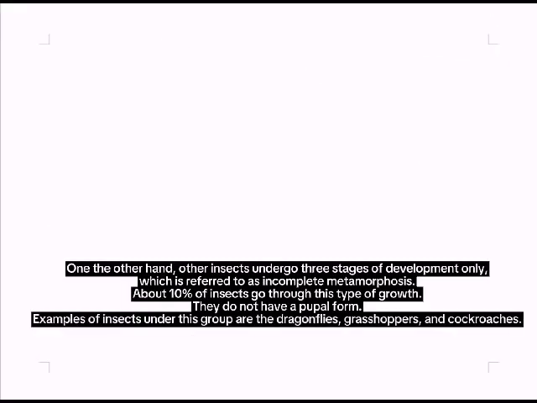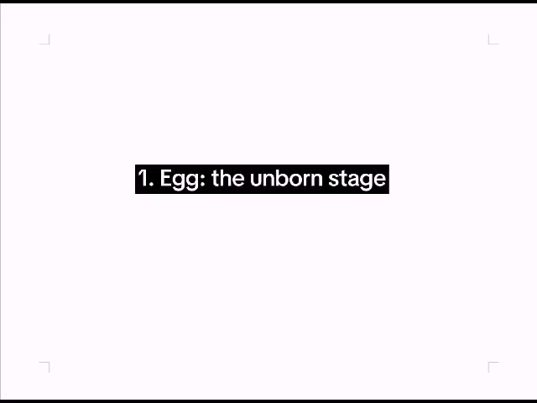On the other hand, other insects undergo 3 stages of development only, which is referred to as incomplete metamorphosis. About 10% of insects go through this type of growth. They do not have a pupal form. Examples of insects under this group are the dragonflies, grasshoppers, and cockroaches.